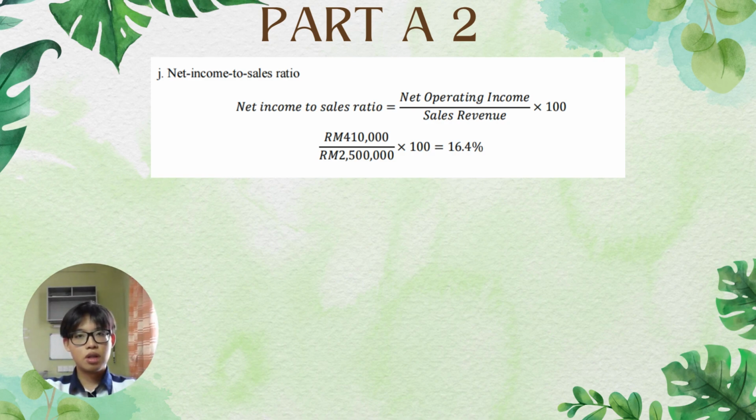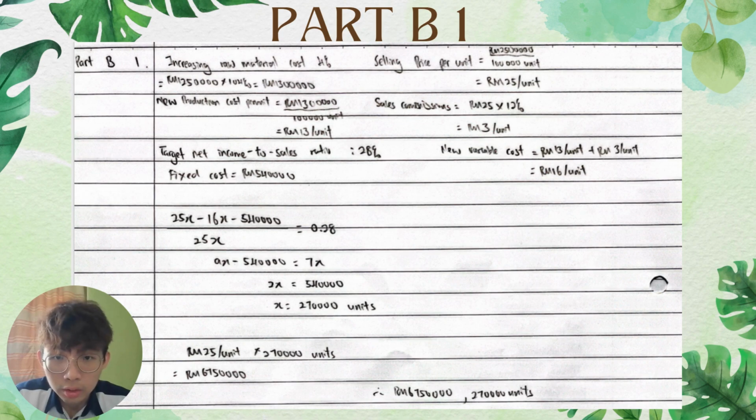And our net operating income is 410,000 divided by the sales revenue, which is 2,500,000, and multiply by 100. What we will get is 16.4%. This is the scenario 1 of Innova Craft Textiles Sdn Berhad.